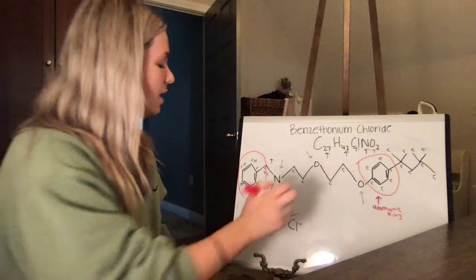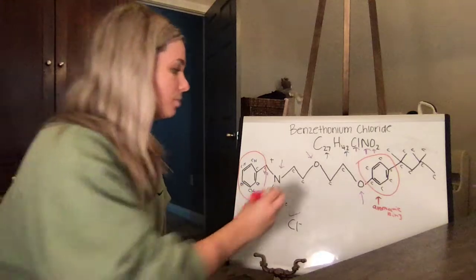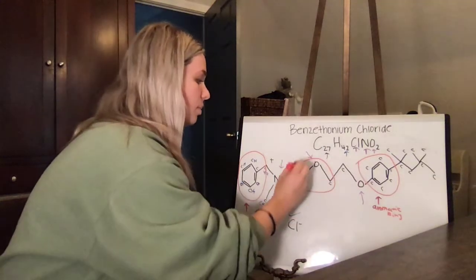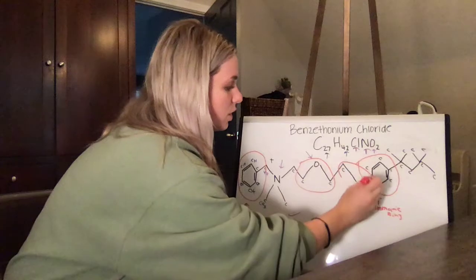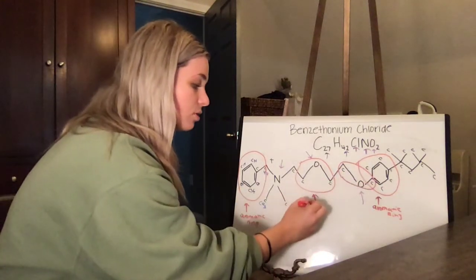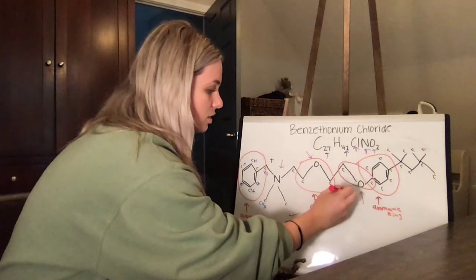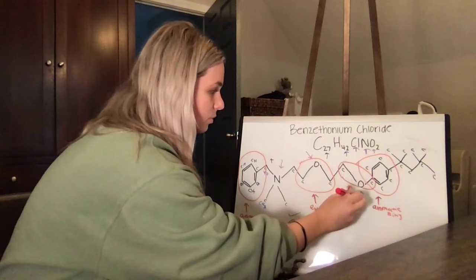Something else that sticks out to me are these oxygen groups. If we circle them, we can see that oxygen is bonded to 2 carbons. If we think about that, we know that those functional groups are going to be called ethers. So there are 2 ethers as well.